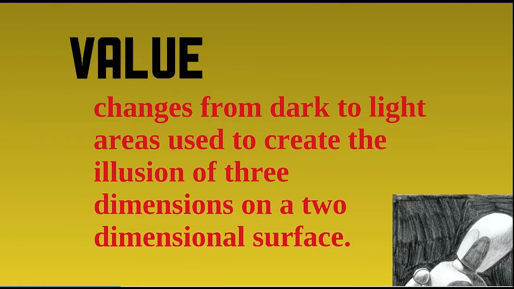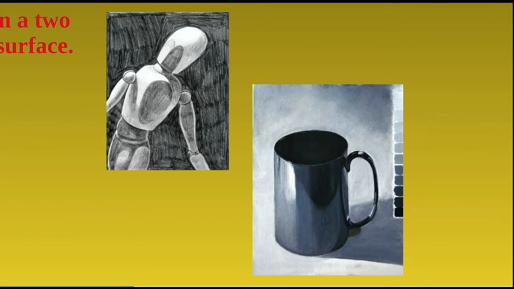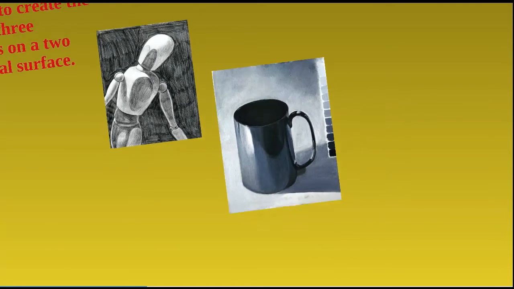Let's continue. Value. The value is the one that changes from dark to light. Areas are used to create the illusion of three dimensions on a two-dimensional surface, like this drawing or painting. It is only two-dimensional, but it looks three-dimensional because of the use of value. Let's proceed.